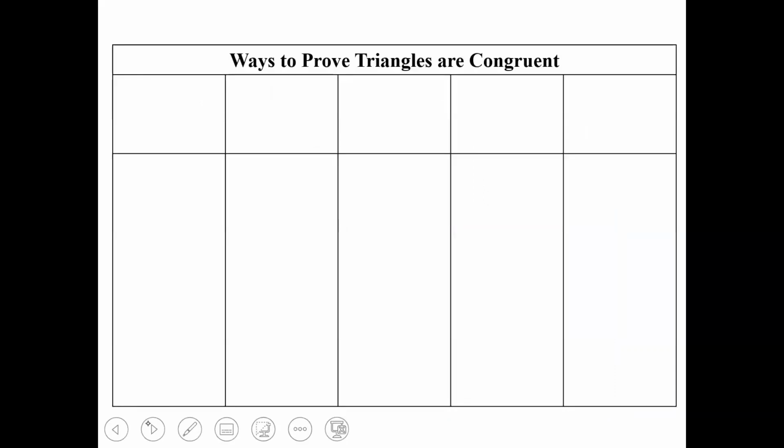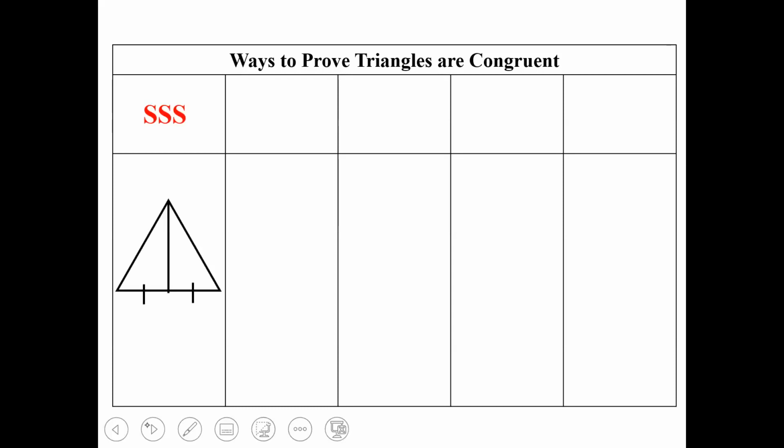So we're going to extend that today and talk about how we write proofs to prove that two triangles are congruent to each other so that we can prove that a pair of corresponding angles or corresponding sides are also congruent to each other.